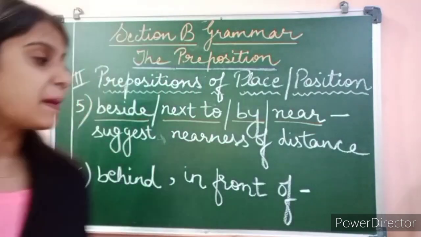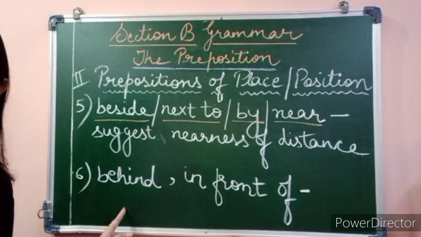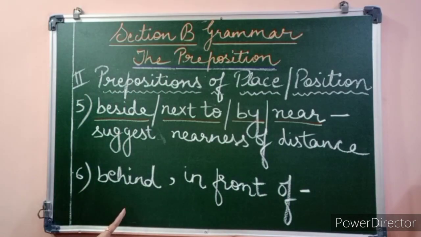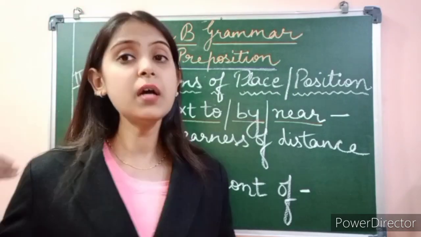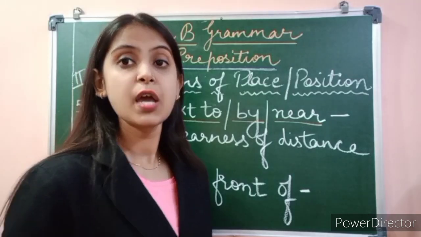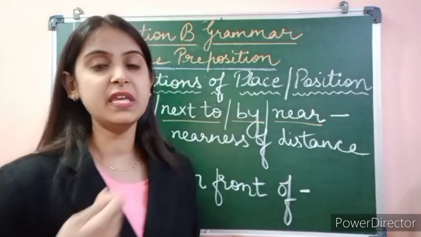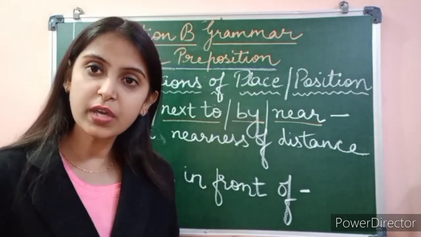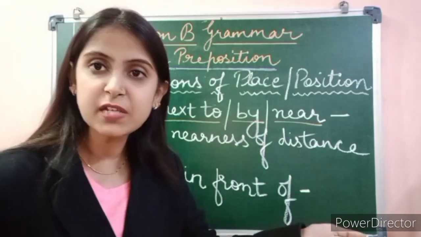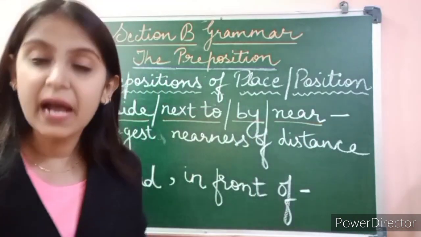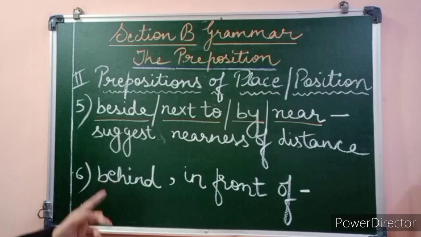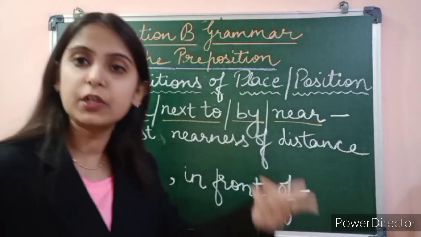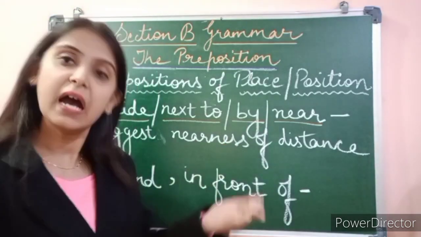Then the next preposition is behind. Okay, now what does behind mean? Behind talks about position at the back. I sit behind Pallavi in my class. Okay, so Pallavi is in front of me and I sit behind her. So behind suggests position at the back, and in front of suggests position ahead.